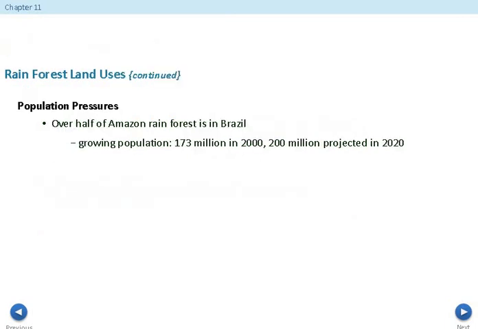Over half of the 500,000 square mile Amazon rainforest is in Brazil, with a growing population in that area. So what we see is that back in 2000 there were 173 million people, and it's projected in 2020 that you have 200 million people. And when you have all those people, you have to figure out ways for them to have jobs, live, be able to eat, and things like that.